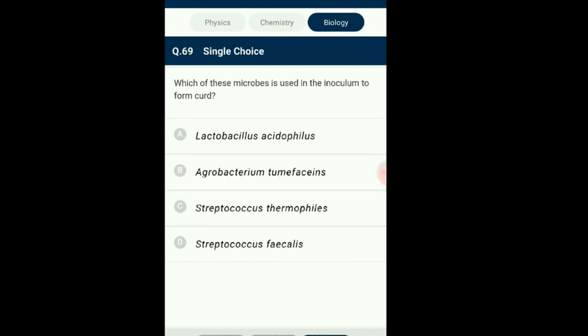Question number 69. Which of these microbes is used in the inoculum to form curd? Milk is converted into curd due to the growth of the microorganism Lactobacillus acidophilus, commonly called lactic acid bacteria. Acid is produced by it, leading to the coagulation and partial digestion of milk protein. A small amount of curd that is added to milk acts as a starter as it contains millions of lactobacilli, the multiplication of which converts milk into curd. It also increases vitamin B12, hence improving the nutritional quality of milk. And so the answer for this question is option A, Lactobacillus acidophilus.